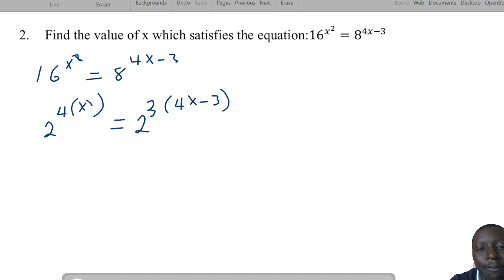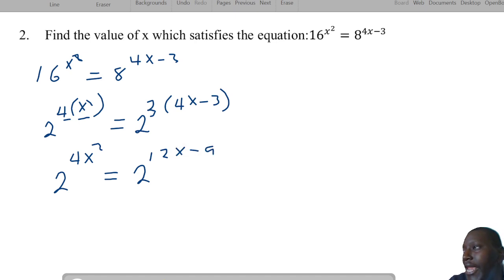And basically class, what follows next here, this is a power, and therefore we multiply. We should be able to have it on the left hand side as 2 to the power of 4x squared, and this we say should be equal to 2 raised to the power of 12x, then this one minus 9.